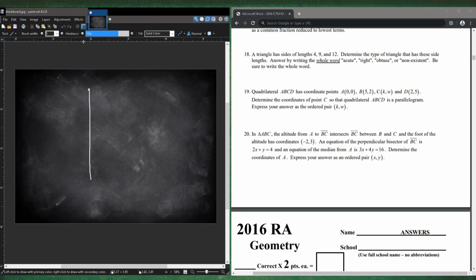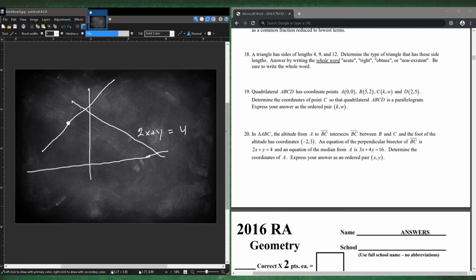So let's draw a picture. We have a coordinate plane, and they said that the foot of the altitude is negative 2, 3, so somewhere right here. And they say the perpendicular bisector is 2x plus y is equal to 4, so something like right over here. If it's a perpendicular bisector, that means it's perpendicular to the line of the triangle's base. I'm just bad at drawing.